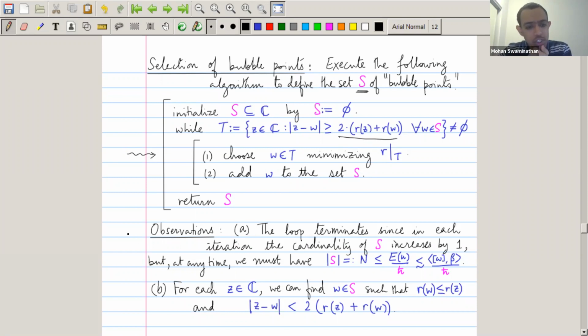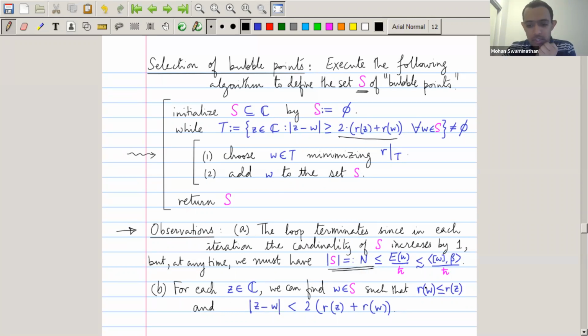So basically, the first observation is that this loop will actually terminate because we have finite energy, right? Because each of these balls has a certain threshold energy h bar, and the total amount of energy to go around is just E of u. And so there can't be more than E of u divided by h bar balls. So that's what shows us that the loop will terminate.